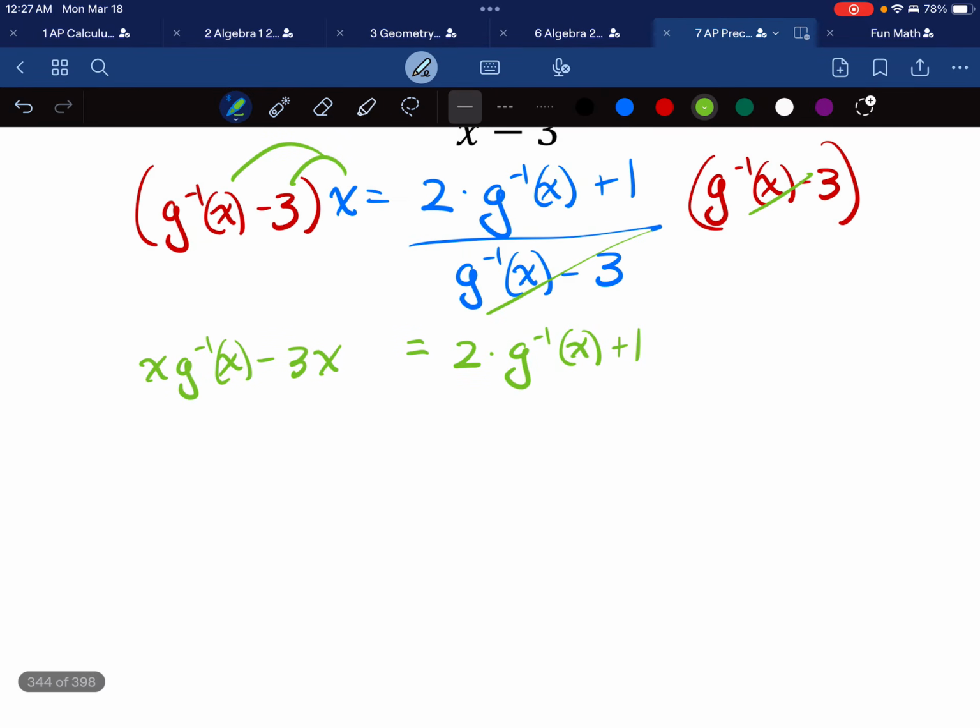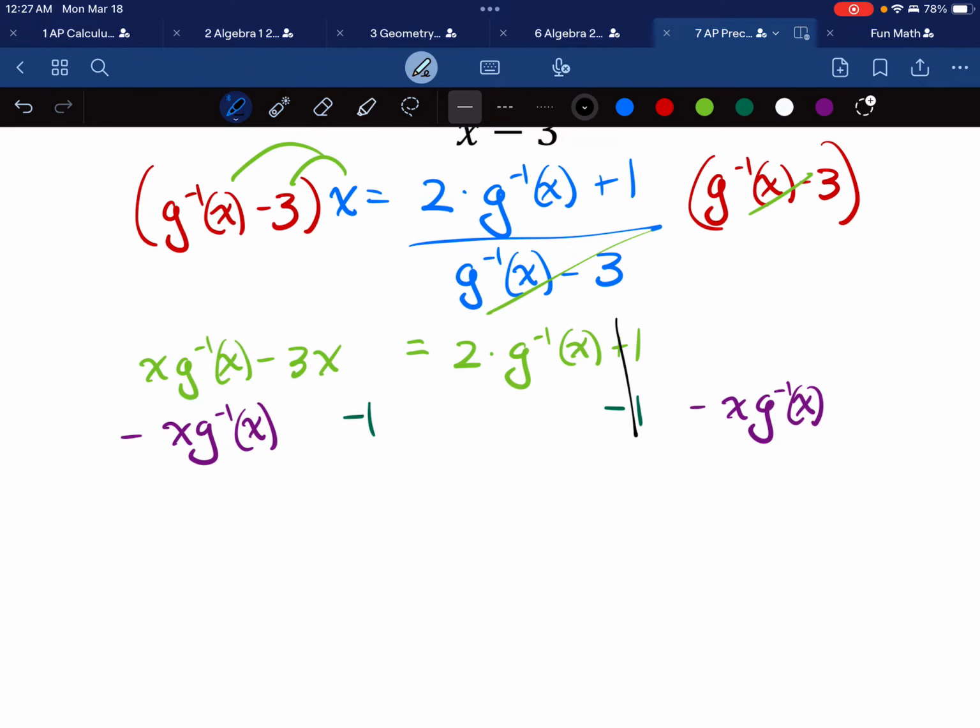Let's get all the g inverse of x's on one side. Again, I'm going to choose the right side. I think it makes it look nicer, but that's just me. We'll subtract 1 from both sides. We'll also subtract an x g inverse of x on both sides. So what's left over? Those are gone, leaving behind a negative 3x minus 1 and a 2 g inverse of x minus x g inverse of x.